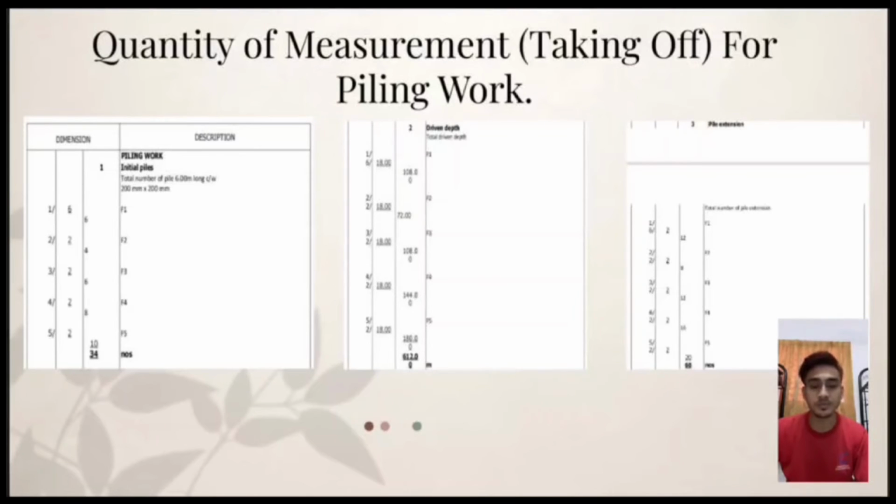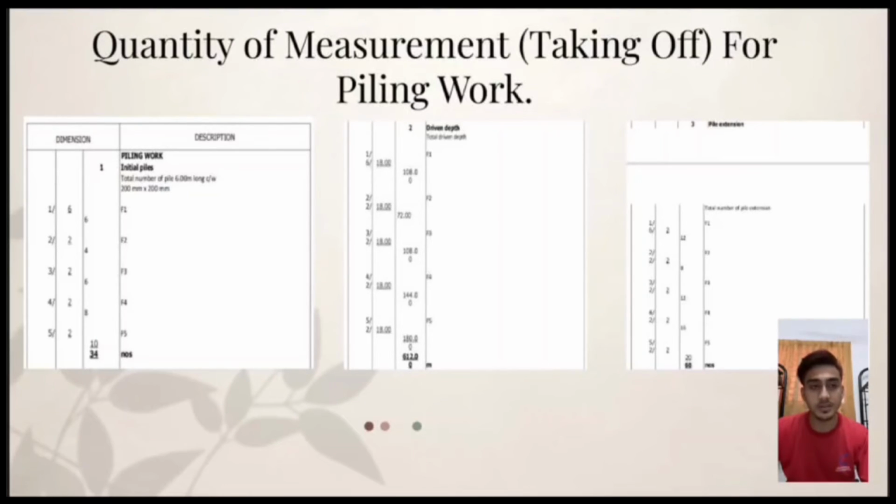Next, I will explain a little bit about quantity of measurement taking off. I will take some examples of taking off. I will choose the example of taking off for piling work.